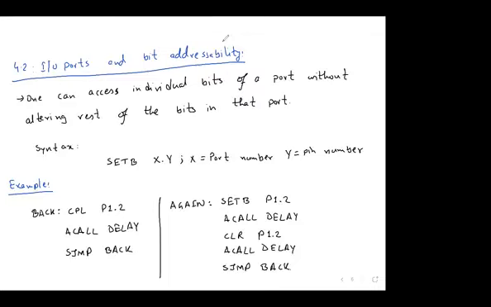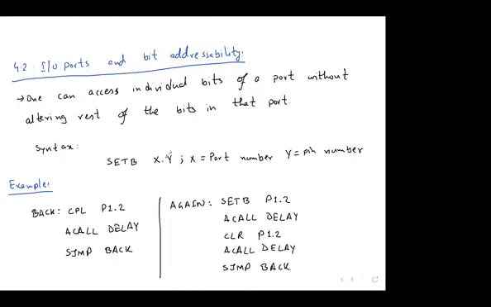This is your section 4.2, that is input output ports and bit addressability. So instead of accessing the entire port at once, you can access the individual bits or individual pins of a port without affecting the rest of the pins. And this is considered one of the most powerful features of your MUSI 8051. So instead of using the entire port, you can also access single bits or single pins within a port.